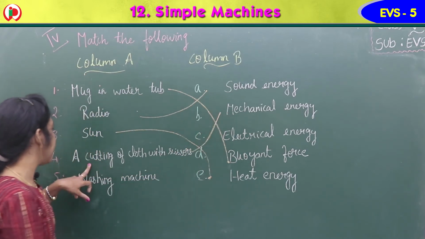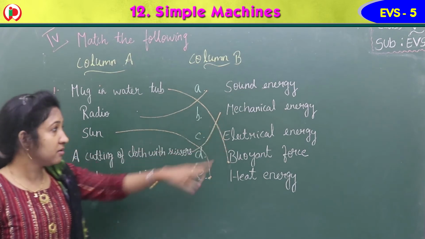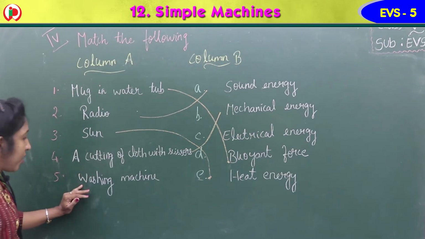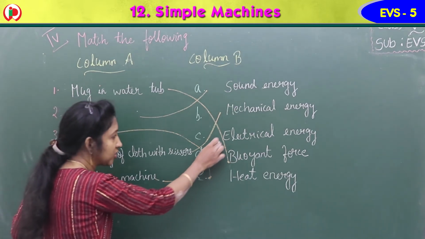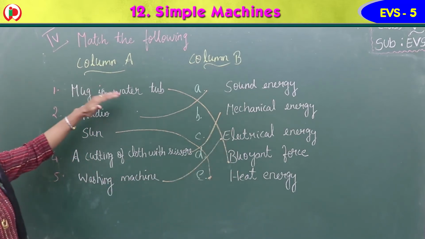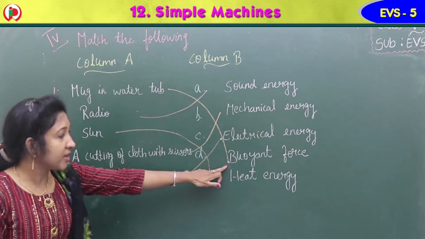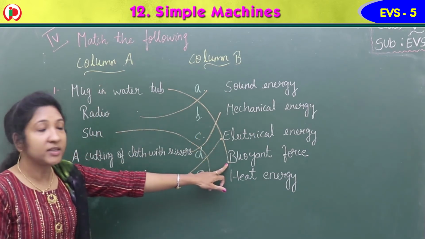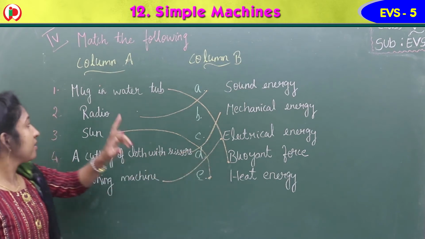So you can match fourth with B. Fifth one, the last one, washing machine. It works on current, electricity, isn't it? So washing machine, 5 you can match with electrical energy, C. Okay? So mug in a water tub, buoyant force. 1 matches with D.